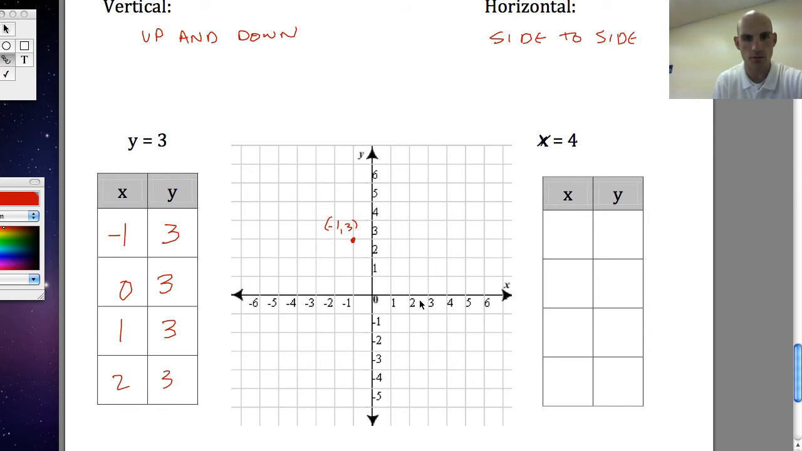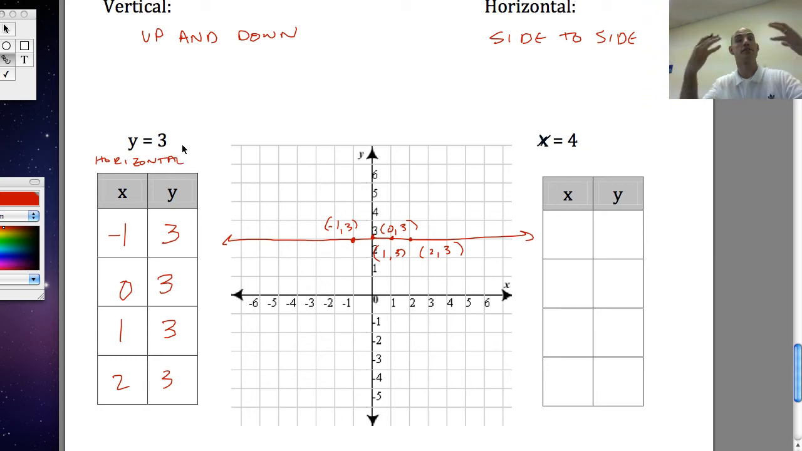I go to 0, 3. Hope you see what's happening here. 1, 3, 2, 3. Look at what happened right there. It's all the stuff that is y equals 3. And so the horizontal line is the y equals. So it always equals 3. Let's look at the x equals 4.